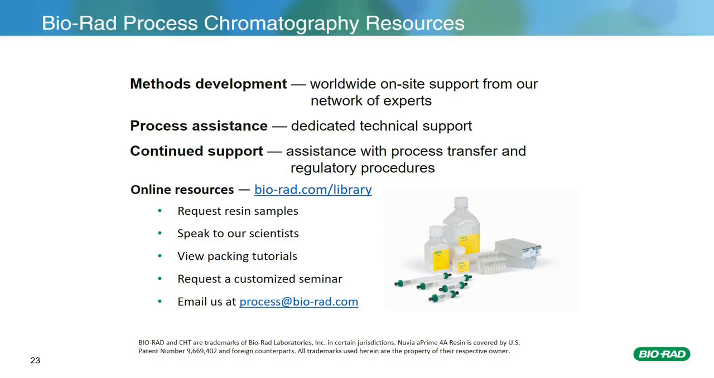To facilitate your screening, we offer resins in 1 or 5 ml pre-packed columns, 96 well plate, 200 or 600 microliter robo columns, as well as 25 ml resin slurry in bottles.